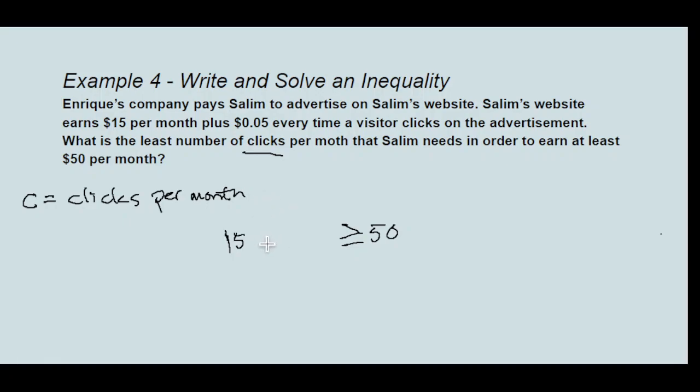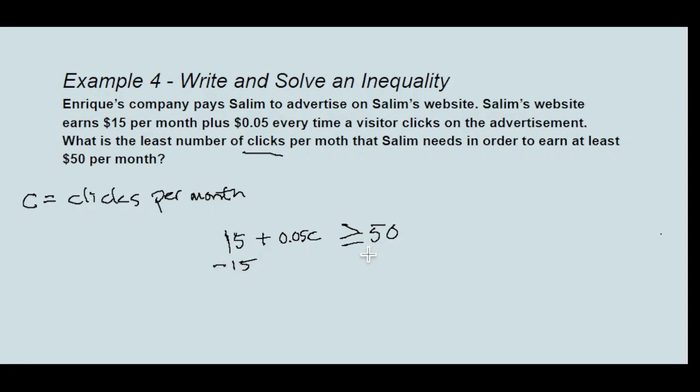So what we're going to say is, we don't know how many clicks, but we know that every time he gets one, he makes 0.05, 5 cents. So this $15 plus however many clicks he gets times a nickel is going to add up to give us $50 or more. So now we just solve it.